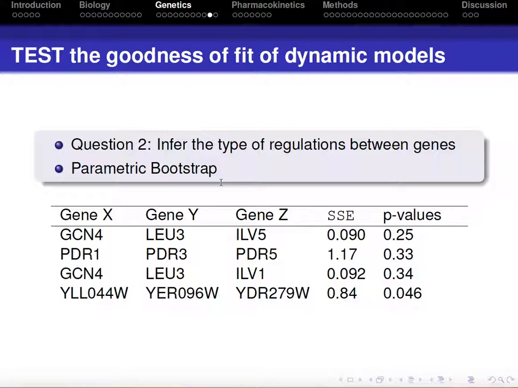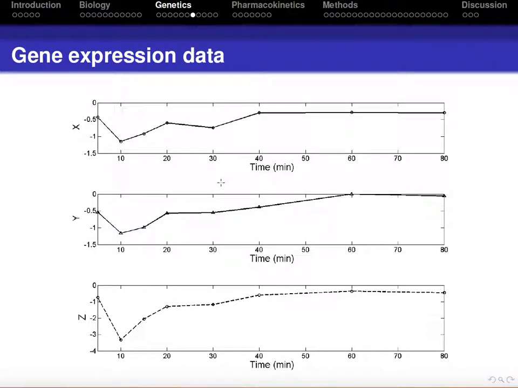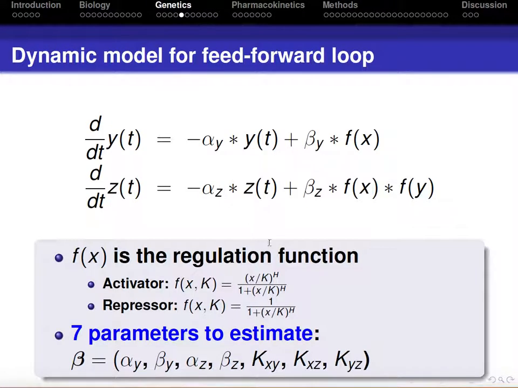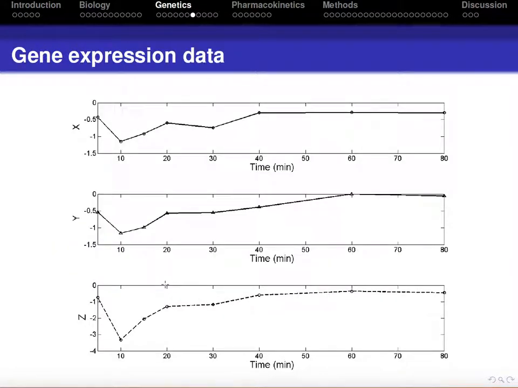So the second question is to infer the type of regulations between the genes. This is like doing model selection, right? Basically, if the type of regulation is either activation or repression, we are choosing between two models. So this is exactly like a model selection problem.